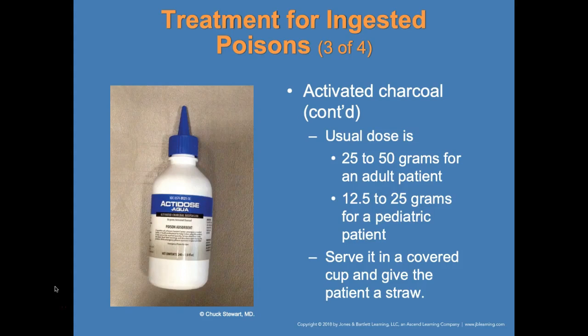So here, this is how it comes. A little bottle, it's full of powder there. Usual dose is 25 to 50 grams for an adult patient and 12.5 to 25 grams for a pediatric patient. So right there, 25 to 50 adult, 12.5 to 25 for pediatric. Like I said, serve it in a cup. Usually they suggest that you cover it so that they can't see it. They might get a little nauseous about trying to drink it if they can see it.